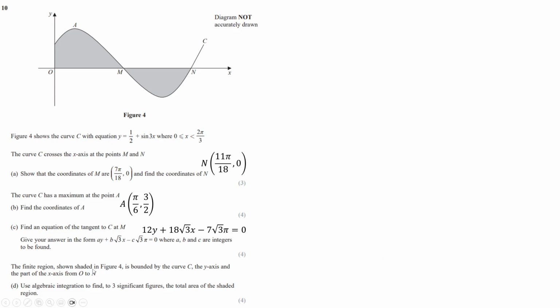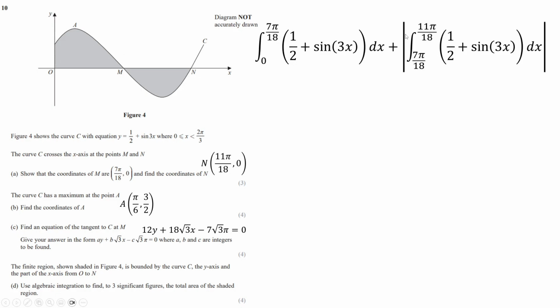The finite region shown shaded by figure 4 is bound by, this is just waffle, ignore this, it just wants this shaded area. Okay, so we want to find the integral from O to m, add the integral from m to n. You can't do it from 0 to n because this area here will be negative because it's below the x-axis, so it'll just take away from this area here and cancel it out. So what you could do is just find the absolute value of this area here. So we want this integral here plus the absolute value of this, because this inside here will be negative. Alternatively, you could just subtract because you'll have a minus minus, which would just be positive.